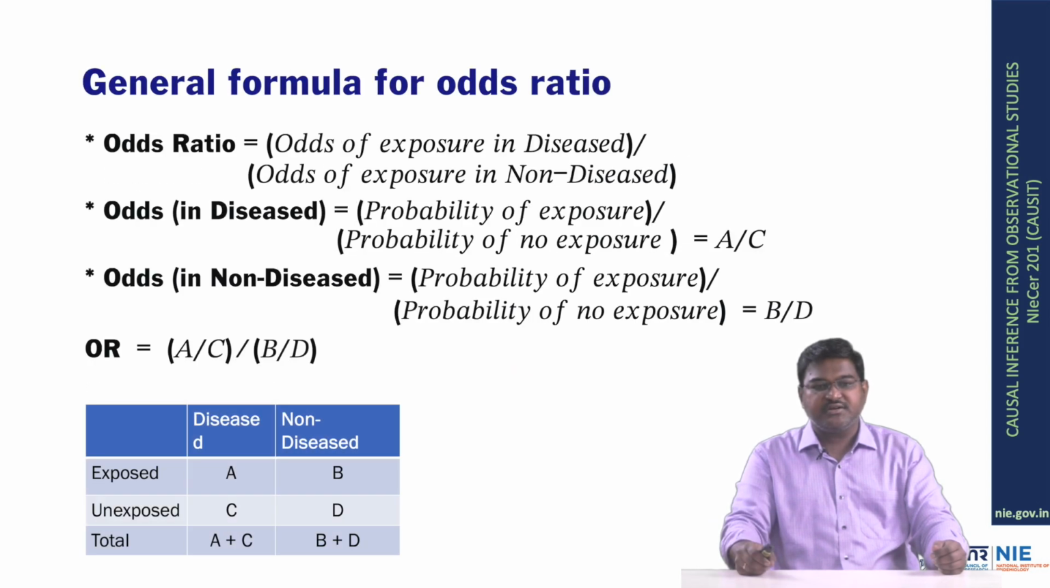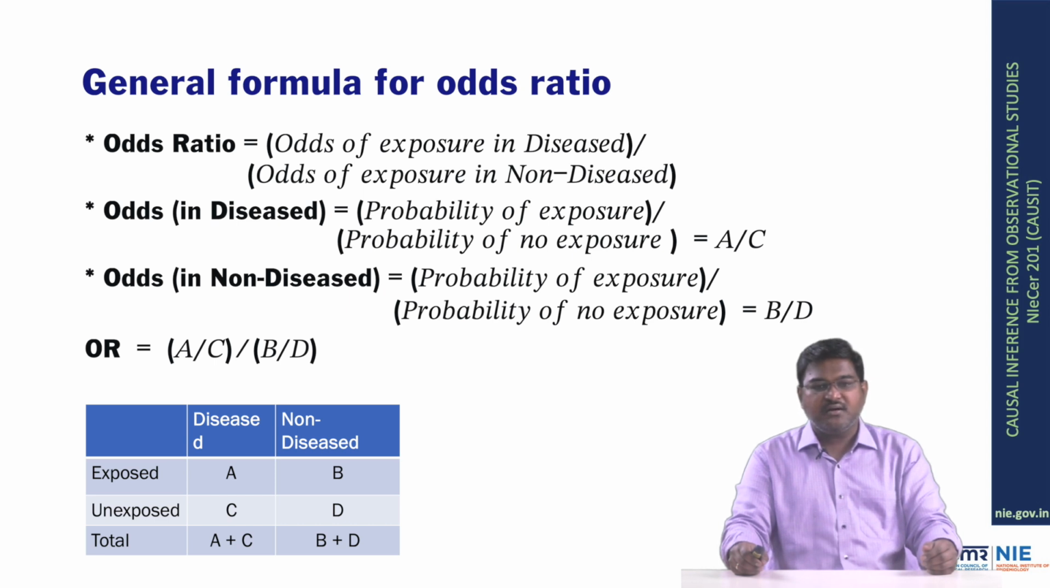General formula for odds ratio. The odds ratio in a case control study can be calculated as: odds ratio is equal to odds of exposure in diseased divided by odds of exposure in non-diseased. Let us first calculate the odds of exposure in diseased, which will be the probability of exposure in diseased divided by the probability of no exposure in diseased, which will be A by A plus C divided by C by A plus C. A plus C and A plus C will cancel out and we will have A by C. That is, the odds of exposure in diseased will be A divided by C.